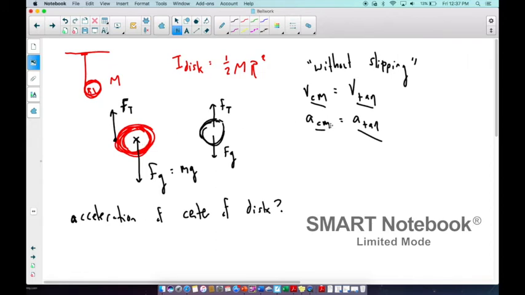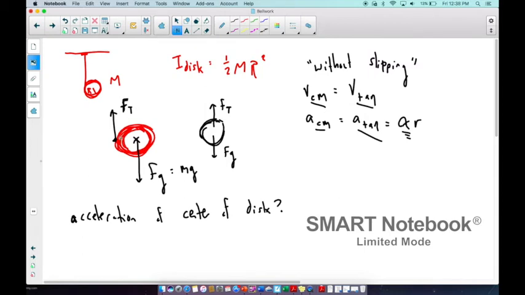Okay? So if I want to know what is the acceleration here, I've got to recognize that the center of mass is accelerating with a point at the edge, with a point tangent, because it's rolling without slipping. And I know that acceleration tangent is equal to alpha times r. So if I can figure out what alpha is, then I may be able to figure out what the acceleration translationally is. Okay? So what I'm going to do now is derive an expression for the force of tension.